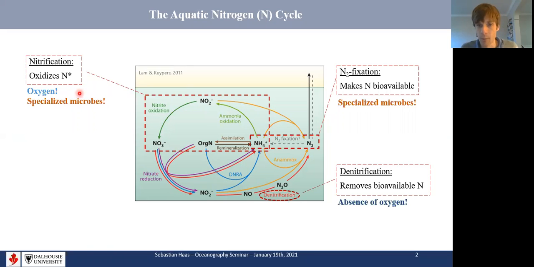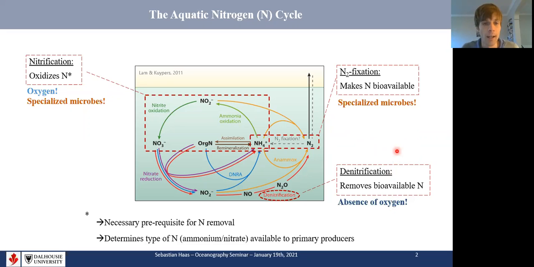And the last process I want to highlight here is denitrification, which is kind of the flip side of N2 fixation and removes bioavailable nitrogen, again, out of reach from the majority of organisms. And here you require an absence of oxygen for denitrification to occur. And to get back to nitrification, nitrification is a prerequisite for nitrogen removal by denitrification, which cannot occur from ammonium. It needs nitrite or nitrate to proceed. And so that's one importance of nitrification.